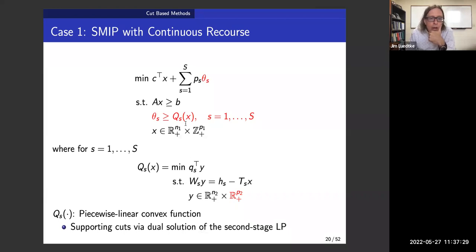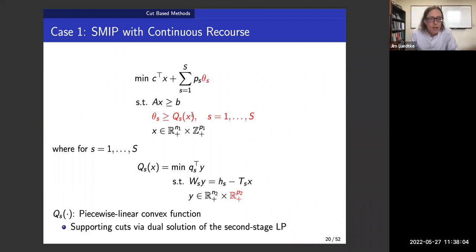What you do then is construct a main problem, an upper level problem, where we have a variable theta_s that's going to represent the cost of the recourse in scenario s. We introduce one of these for each scenario. For starters, we just say theta_s is greater than or equal to the value of that recourse problem. This is just a trivial reformulation where I add these variables theta_s. Since they have non-negative weights in the objective, they're always just going to be equal to that. So I haven't really done anything except add some extra variables.